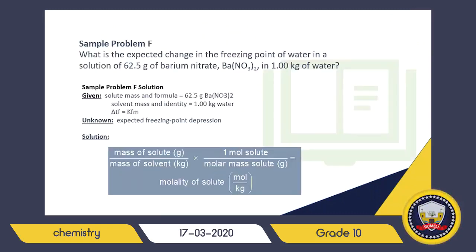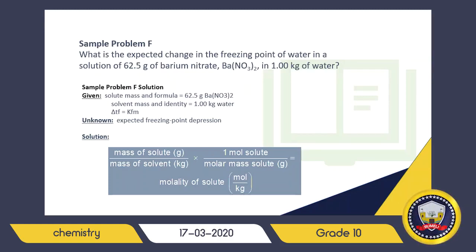So now let us see how we can do our calculation for a solution that contains an electrolyte solute. Here we have our sample problem F. The question says, what is the expected change in the freezing point of water in a solution of 62.5 gram of barium nitrate, and here we have the formula of this compound, in 1 kilogram of water? So the given values that we have are the solute mass and formula: 62.5 gram of barium nitrate, and 1 kilogram of water.